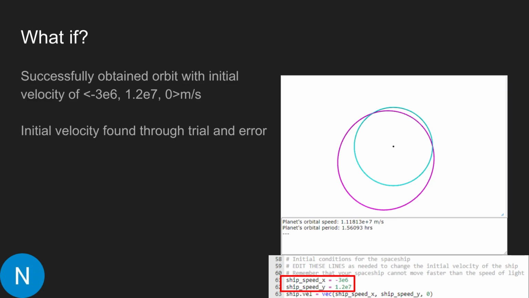So for the what-if section of this lab, I successfully obtained an orbit for the ship around the black hole with an initial velocity of negative 3 times 10 to the 6 meters per second in the x component and 1.2 times 10 to the 7th meters per second in the y component. And this was found through trial and error, but it did create a successful orbit.